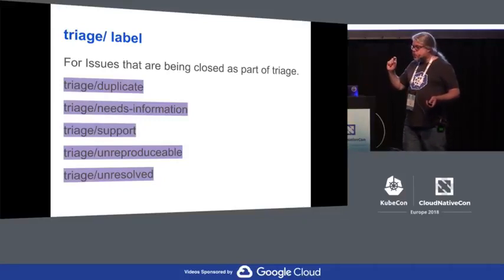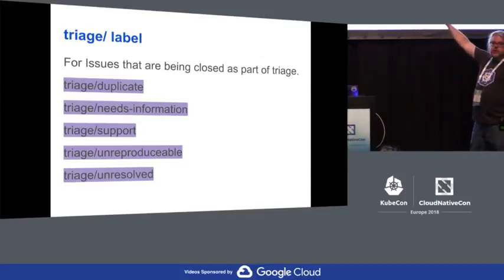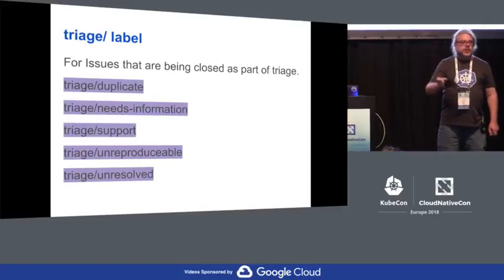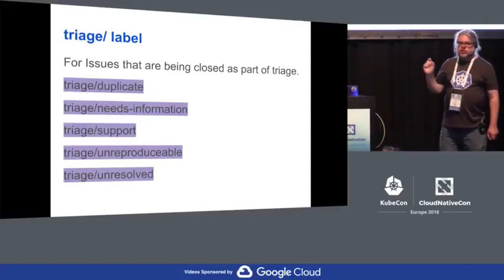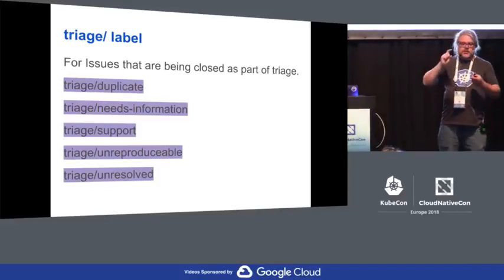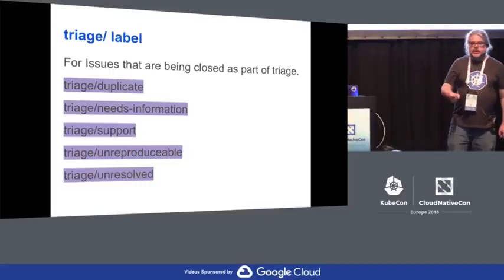Now, one of the things that's actually changing is, I said we're migrating labels. Right now, support is a kind. It will now be triage support. Why is that a closing label? Well, because we've already said we do not do user support via GitHub issues. If you need help with how do I use Kubernetes, then Slack, Stack Overflow, mailing lists, not GitHub issues.